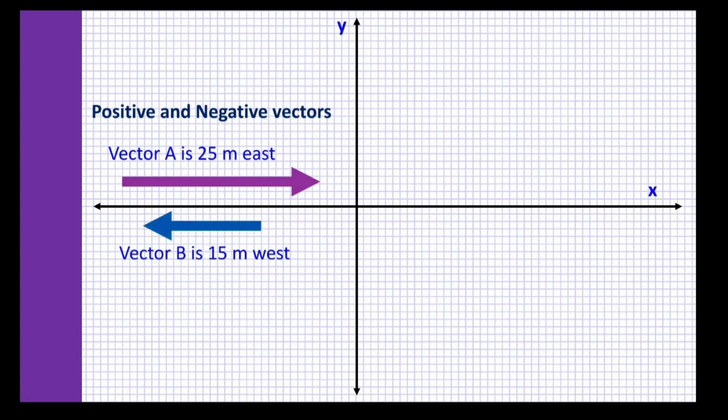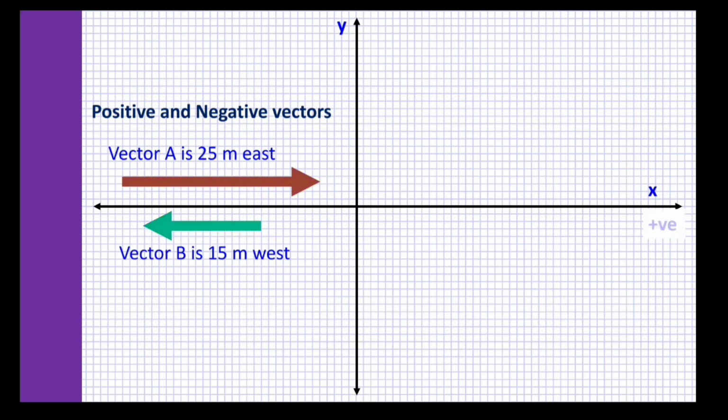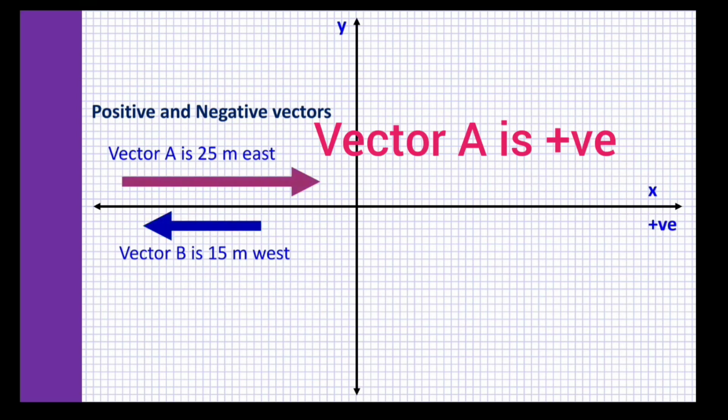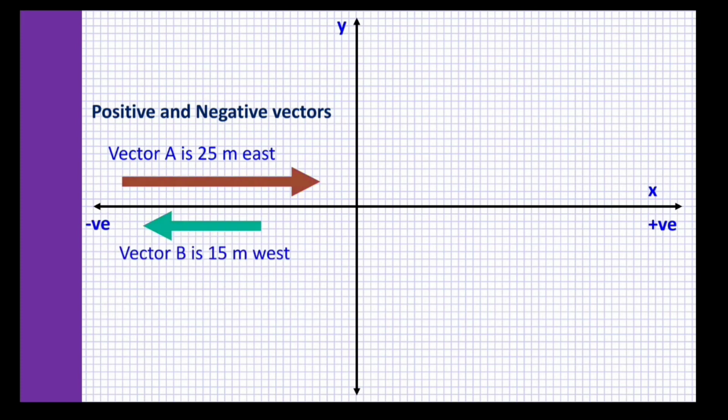So let's suppose on our two-dimension axes that we've got here, we've got an x-axis and a y-axis. Let's say east is positive on the x. This means that vector A is going to be positive as well, because vector A is pointing in the eastern direction. And vector B, since it's pointing in the negative direction, is going to be negative. So vector A is going to be positive, vector B is going to be negative, because we've made the east positive and the west negative, according to this system of axes.